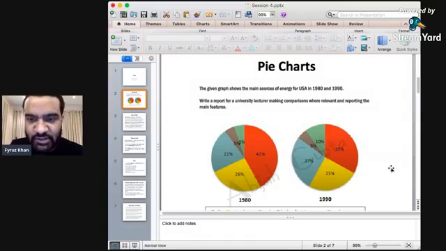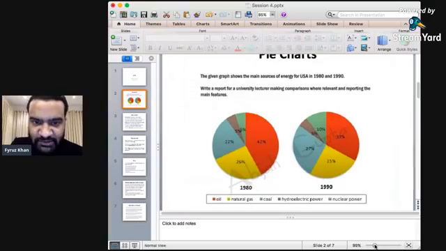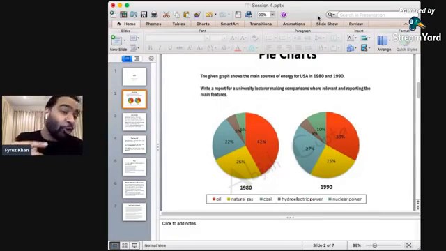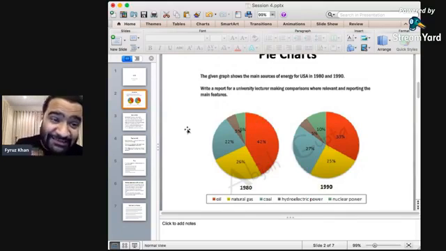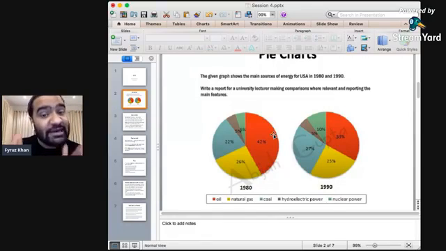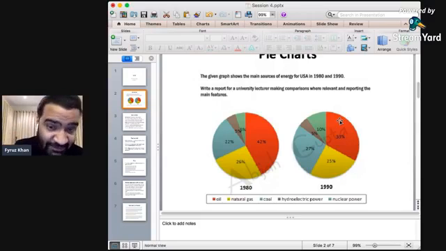So there are 2 pie charts here. I will zoom out so that you can see the complete thing. Okay, so these are 2 pie charts. Pie charts are very common. Pie charts are used in big businesses to show market share, especially, or the use or consumption of something. So there are 2 pie charts here from different years. This pie chart dates back to 1980. This one dates back to 1990. So this pie chart shows you what happened in 1980, and the other one on the right hand side shows you what happened in 1990.